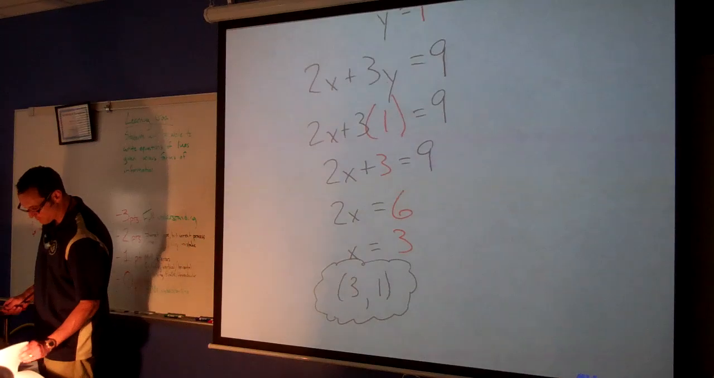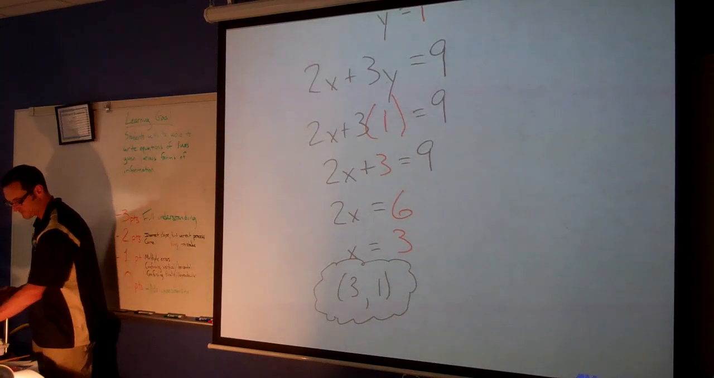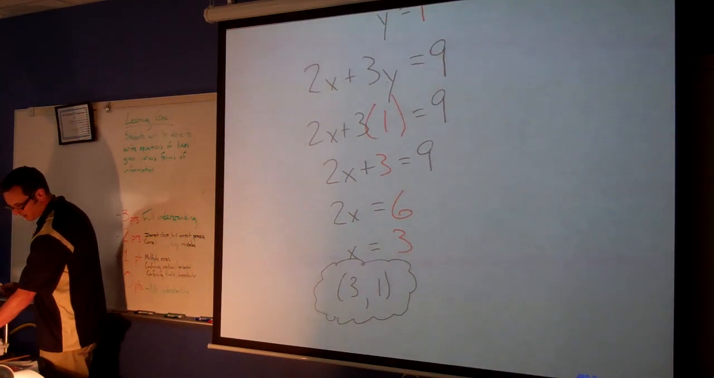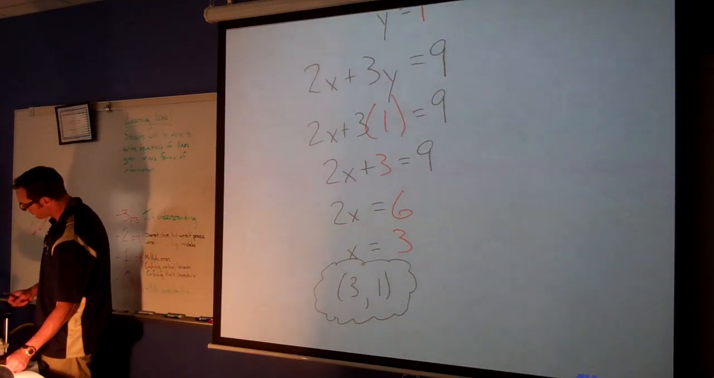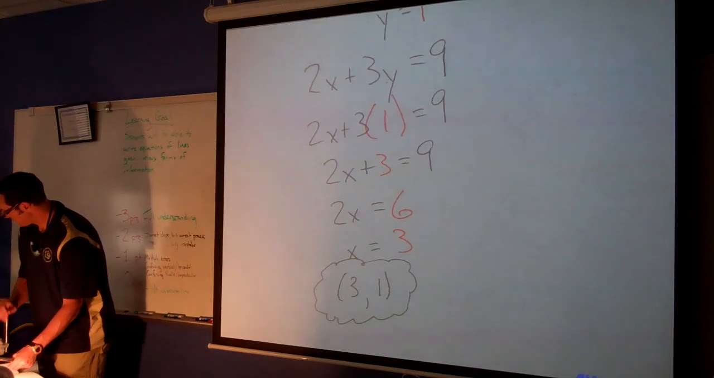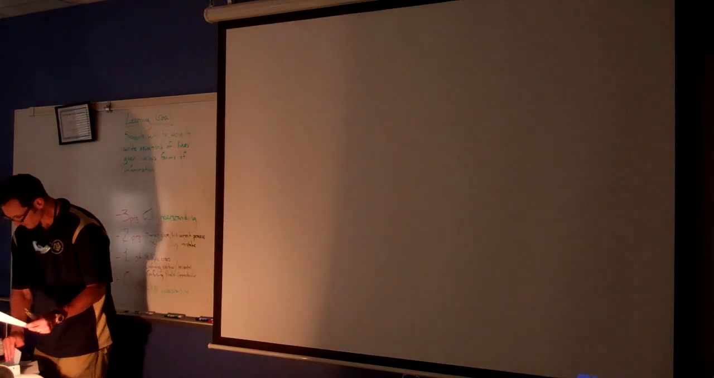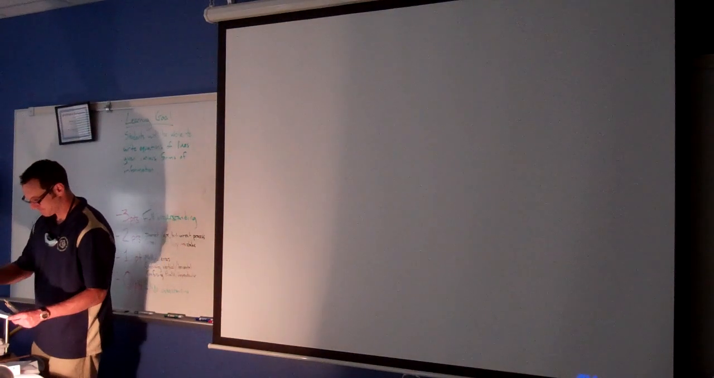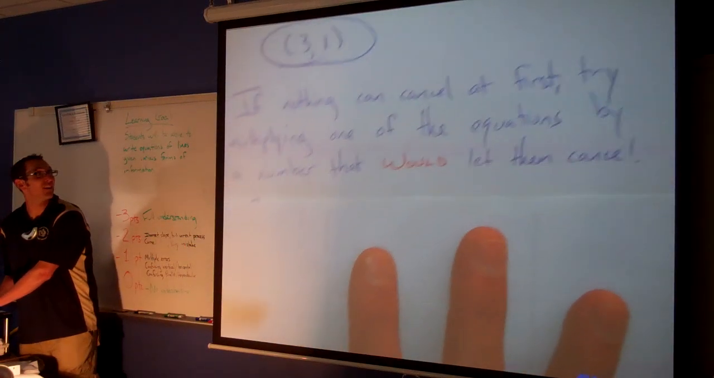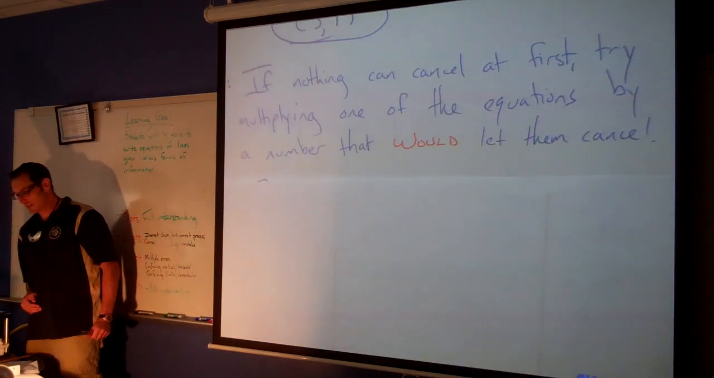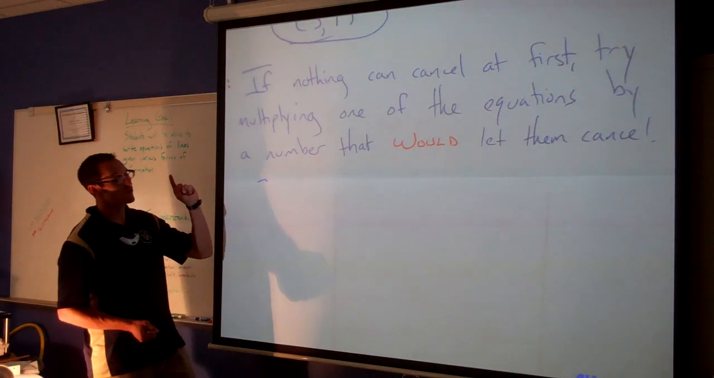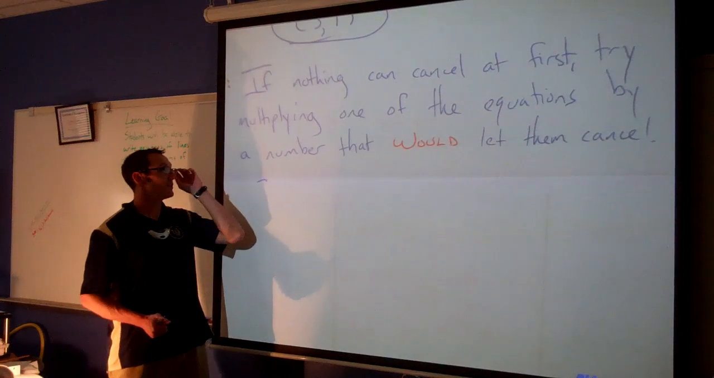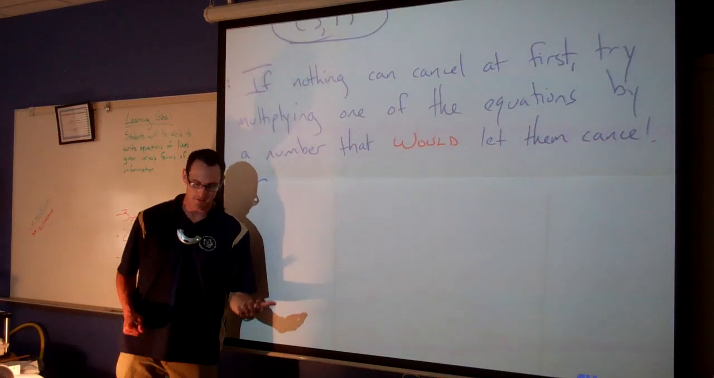So now I'm going to show you one more example that's very, very tricky. This is going to require a lot of thinking. And before I do that, I'm going to show you a note that reads, "What to do if nothing cancels?" If nothing can cancel on the first try of adding or subtracting, what we can do is try multiplying one of the equations by a number that would let them cancel.